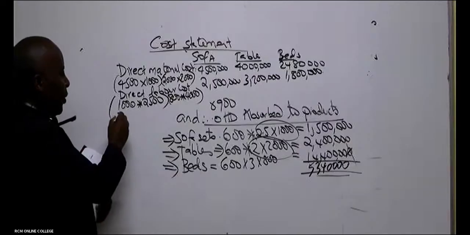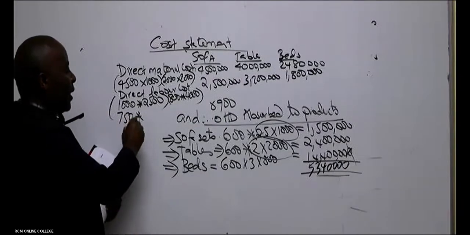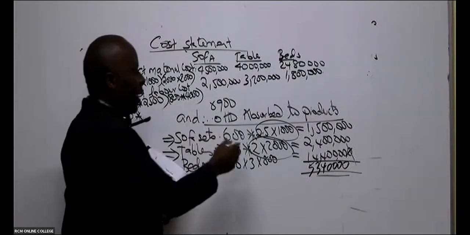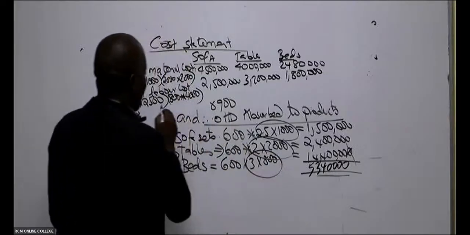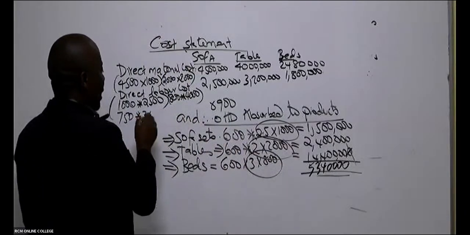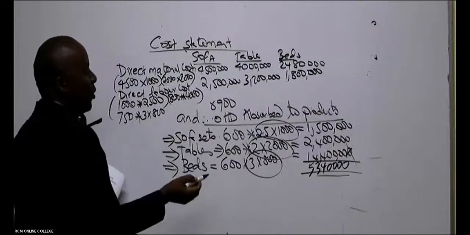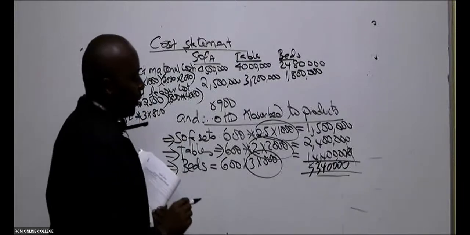It is 700, what here, somebody? 50 times the number of hours of beds. The number of hours of beds are here. So times 3 times 800, or times 2400. That's how they got 1.8 million.